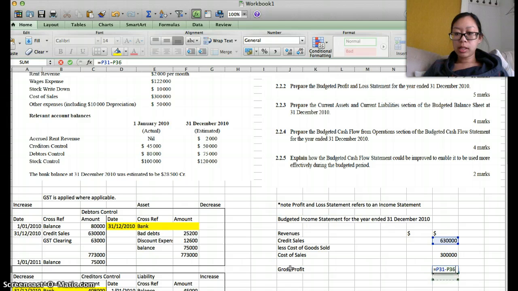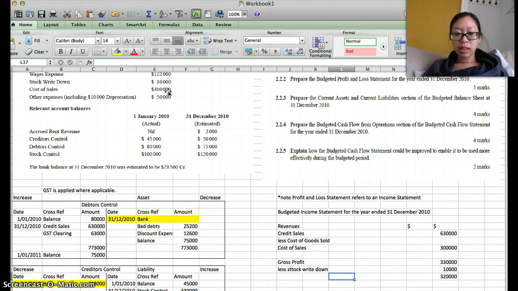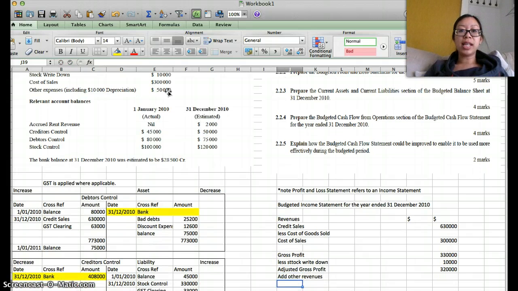That minus that. Then we look for stock loss or stock write down, which we had, so less stock write down, which is $10,000. That gives us 320,000. Called adjusted gross profit. Then we add other revenues. So we're looking for things like discount revenue, interest revenue, in this case rent revenue. So we remember we didn't have any discount revenue and it didn't mention any interest revenue.